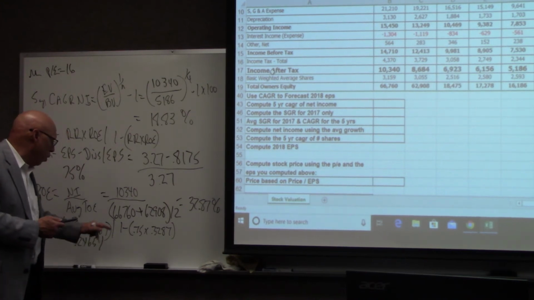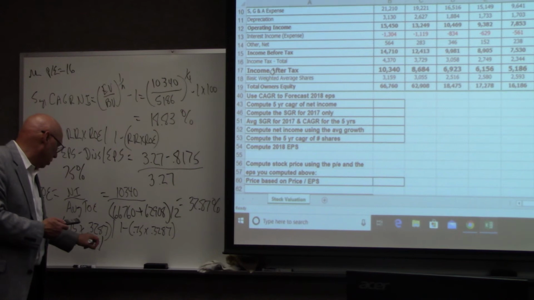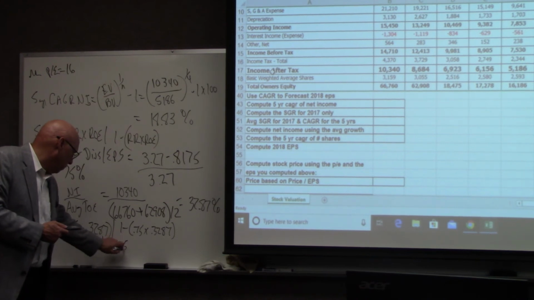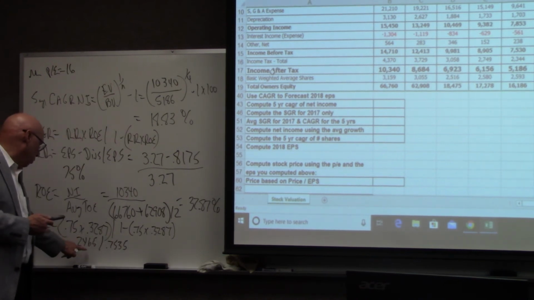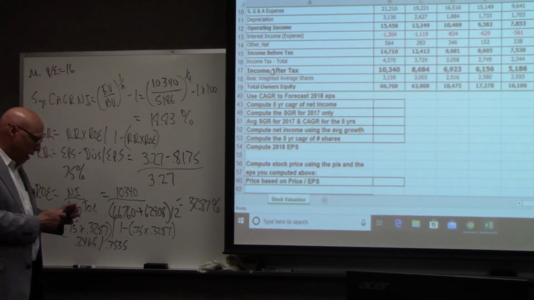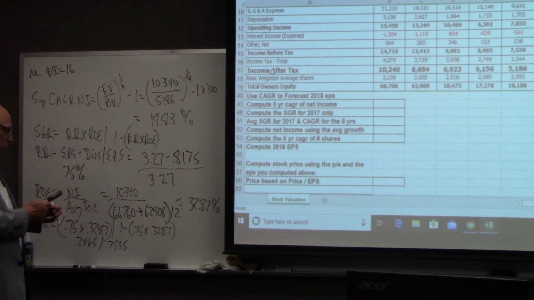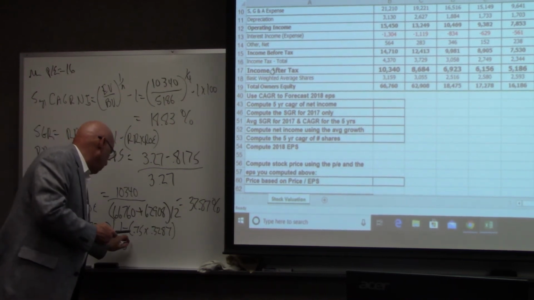Divided by 1 minus 0.2465, which is 0.7535. So 0.2465 divided by 0.7535. Let's check that. Yep. So 0.2465 divided by 0.7535 is equal to 32.71%.